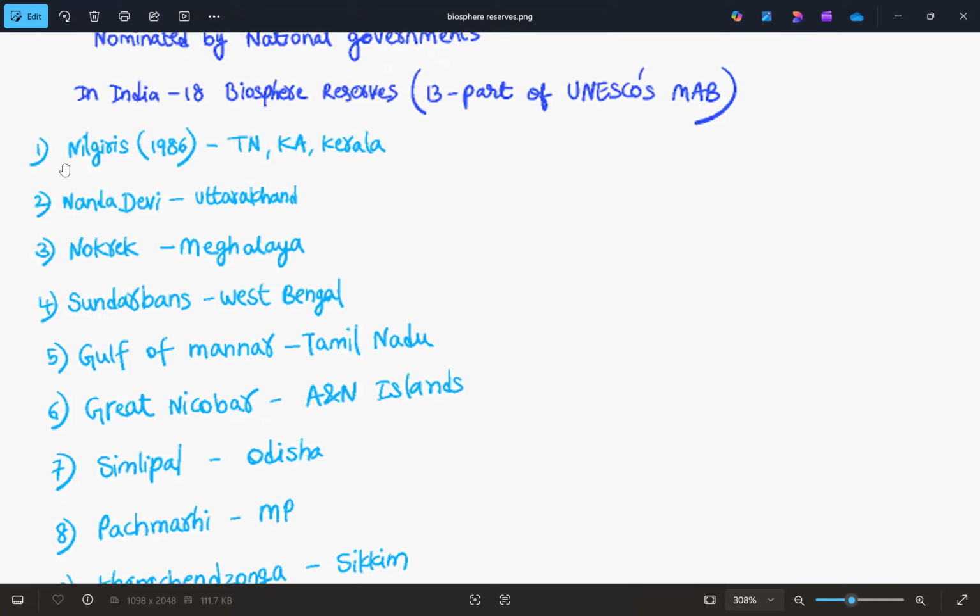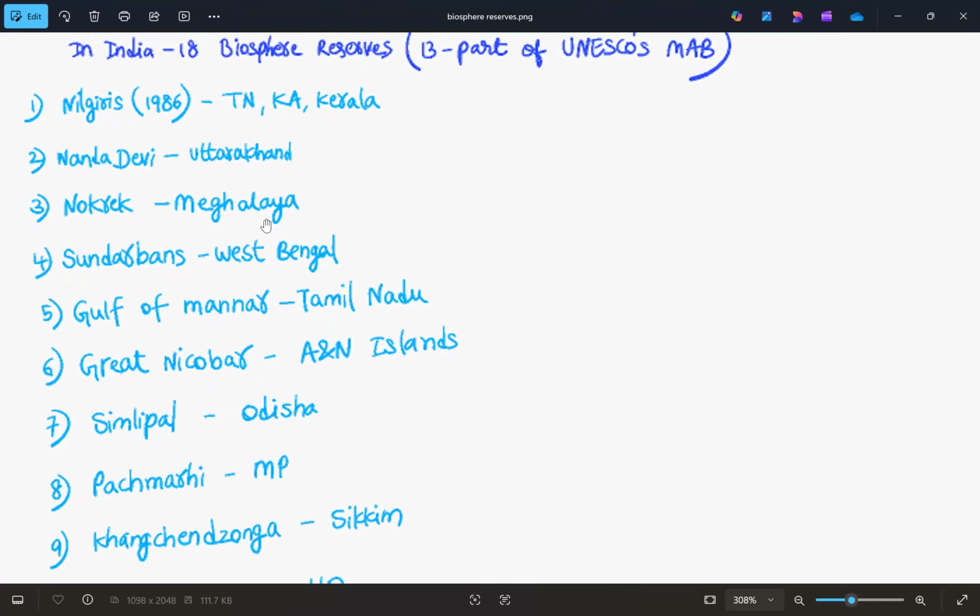There is something significant about Nilgiris. This is where the Western Ghats and Eastern Ghats meet. So this is also of some significance. And then we have Nanda Devi.